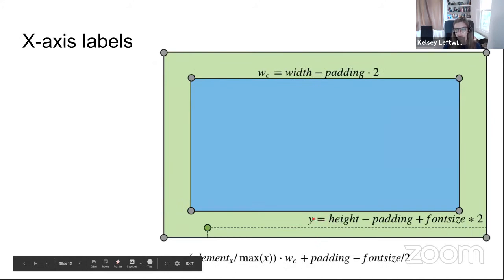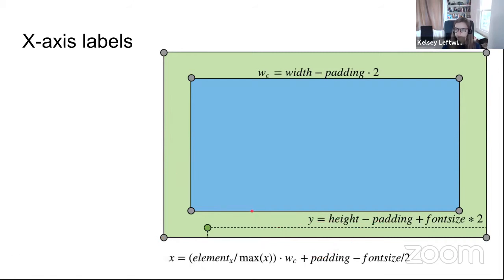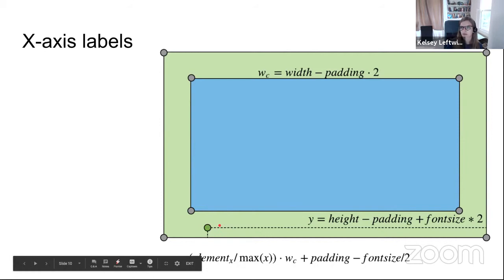And then for my Y value, so how far up and down I want to position my labels, here, finally, we're actually using this green gutter. So we take the total height of our chart or SVG, and then we subtract padding. So that brings us here to the x-axis. And then we add font size times 2. That basically just pushes it down 2 lines so that we have some space between our x-axis and our labels. And I'll show you that in the code.